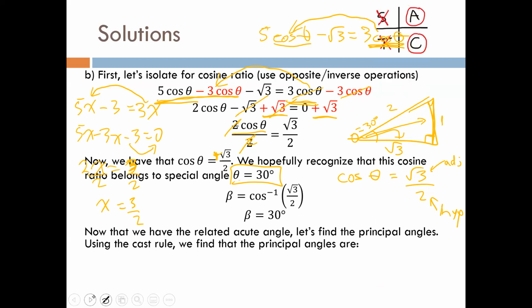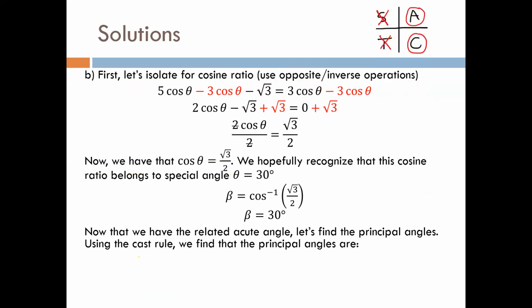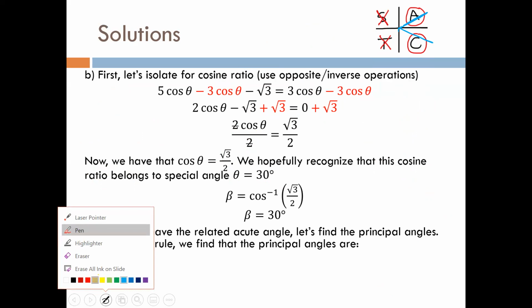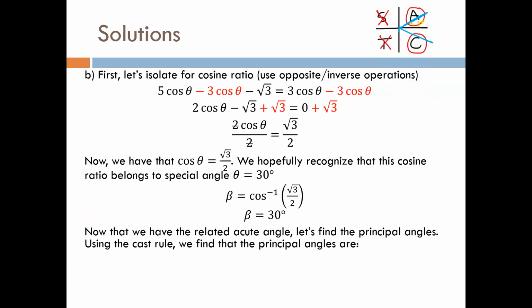And I'm going to use that to help me find out the principal angles here. So using the CAST rule, and let me erase this also, it's going to get messy. I use my CAST rule, I know that because the cosine ratio is positive, it needs to be in the first quadrant and the fourth quadrant, not in the second or third. And that means that my two principal angles are going to look something like this, where the related acute angle is 30 degrees.